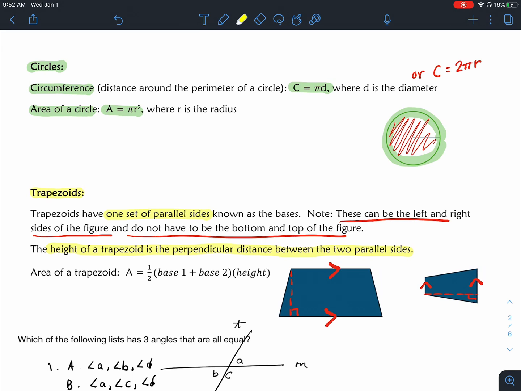Okay, here is the formula for finding the area of a trapezoid, something that also could prove helpful on the ACT. You're going to add the lengths of the two parallel sides together. Those are the two bases. You will multiply that by a half, and then that will get multiplied by the height, which is that perpendicular distance between the two bases.